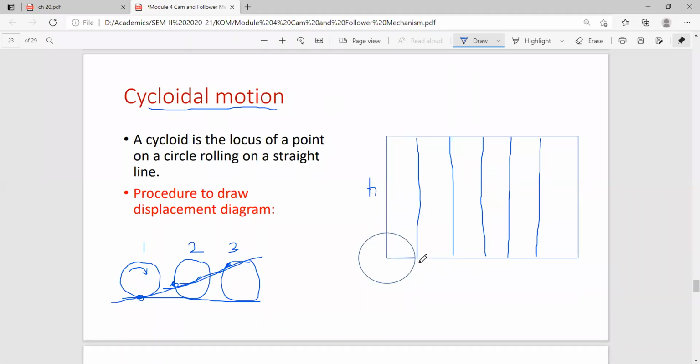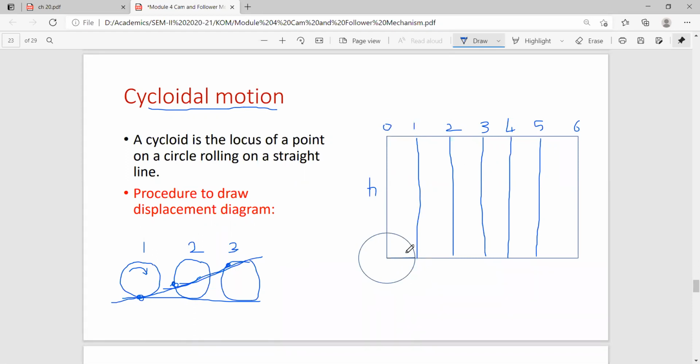Let us say, just for convenience, I am giving this numbering on the upper side. Vertical lines 1, 2, 3, 4, 5, 6. This is point 0.